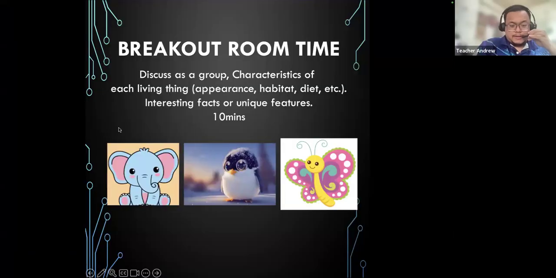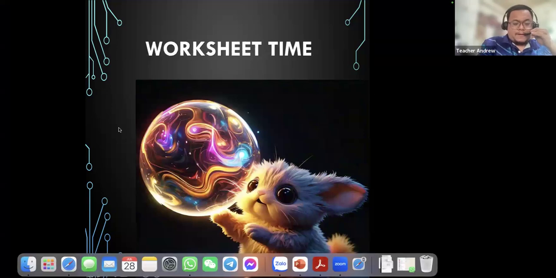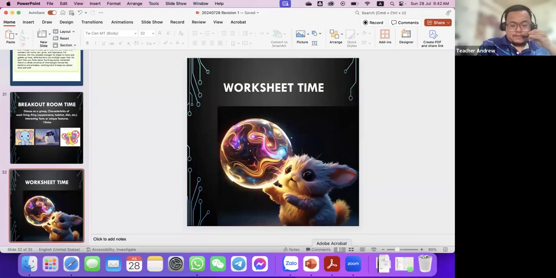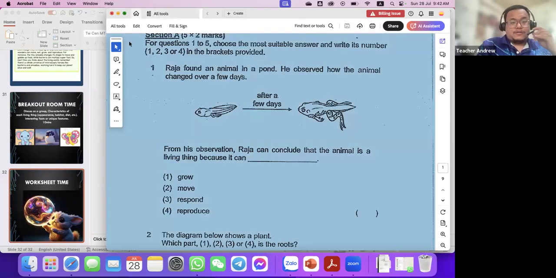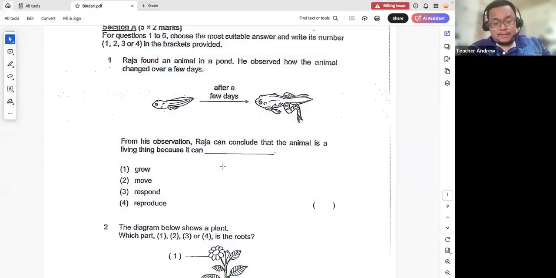So let me just open up the worksheet now. All right, let's carry on. Let's do this together. All right, let us start with the first. We have gone through the topic on living and non-living things. We've gone through the discussion on how we classify things. Now let's look at the questions properly.